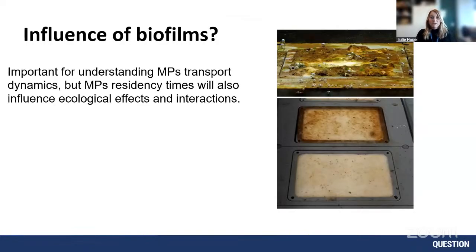Well, we know that the EPS and the biofilms are sticky by nature, and we know that they can trap sediment particles on the bed. So understanding the role of these biofilms in plastic transport is important for understanding that transport from land to sea. But if those plastics are retained on the bed for longer times, it means that they have the potential to have larger ecological effects on benthic organisms as well.